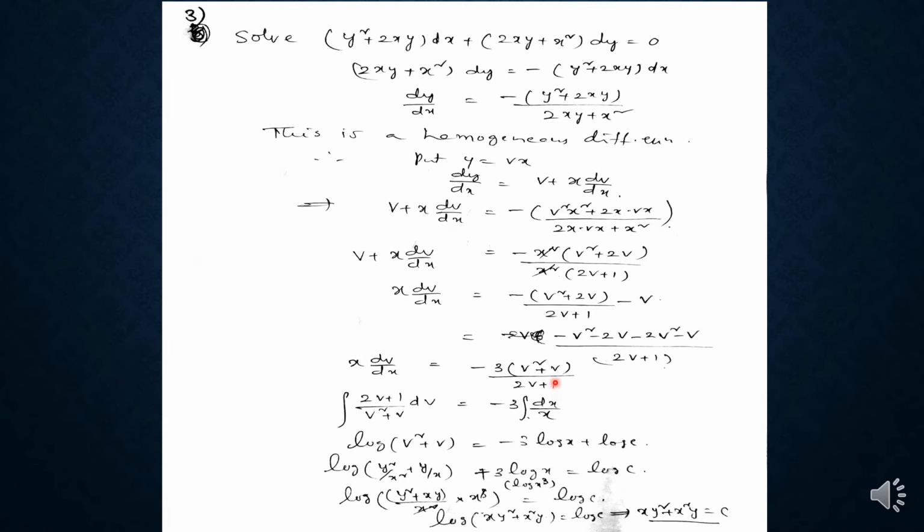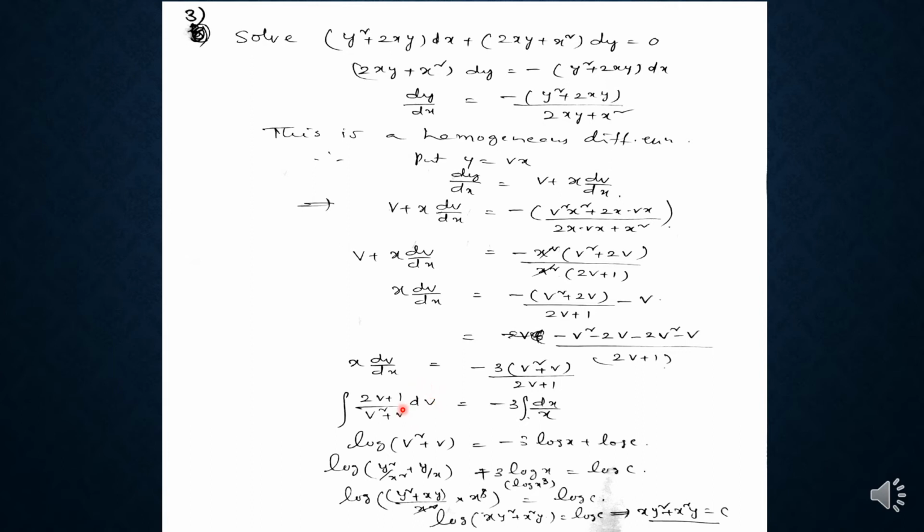Now by separating the variables here, (v square plus v) by (2v plus 1) becomes here (2v plus 1) by (v square plus v) dv is equal to, here x by dx becomes dx by x when it comes to the right hand side. So by integrating on both sides, integral (2v plus 1) by (v square plus v) dv is equal to minus 3 into integral dx by x.